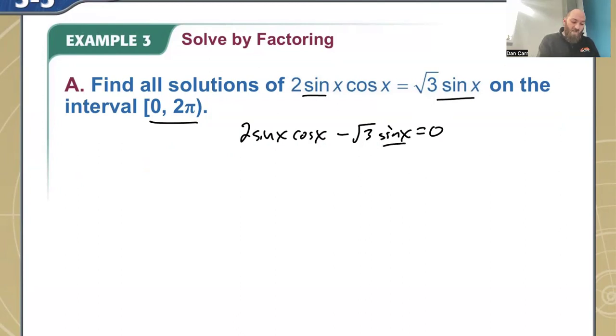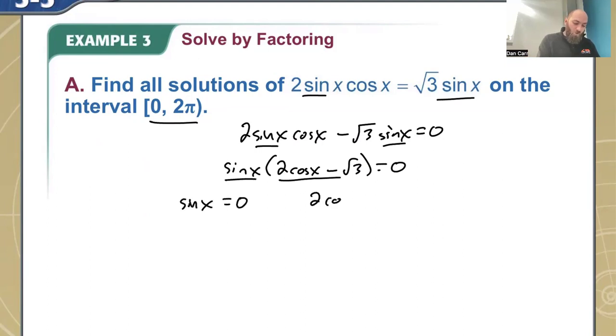Since I have sine of x in both of these terms here, I can factor that out. So the sine of x is going to be multiplied by 2 cosine x minus the square root of 3 equal to 0. Just like in algebra days, we can do our zero product property. If this times this equals 0, then either sine of x equals 0 or 2 times the cosine of x minus the square root of 3 equals 0.